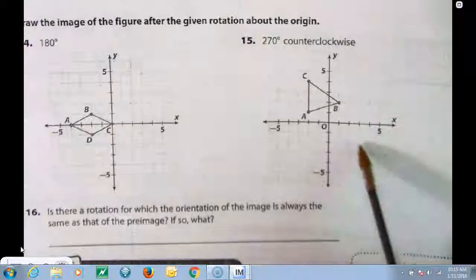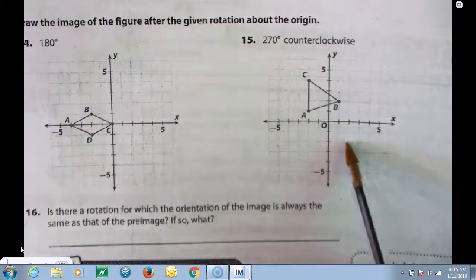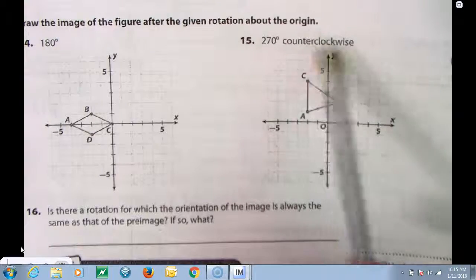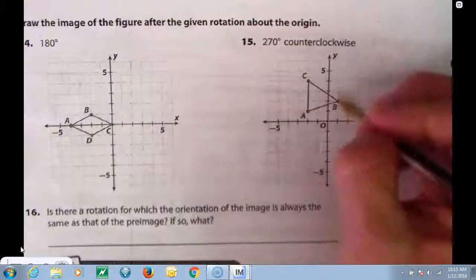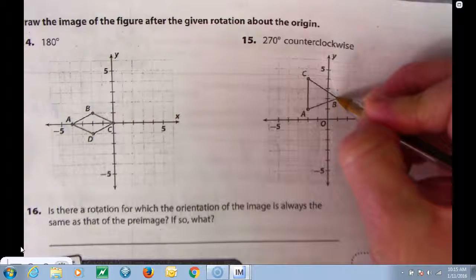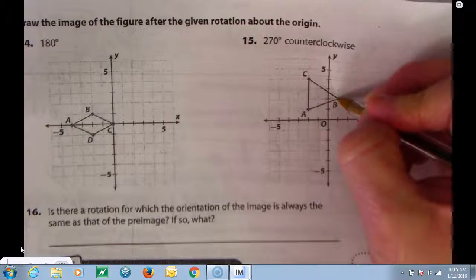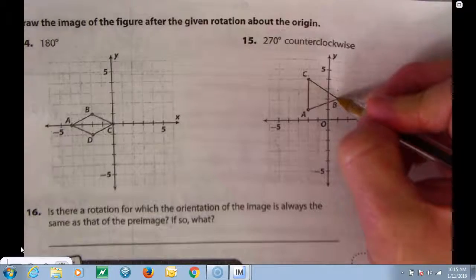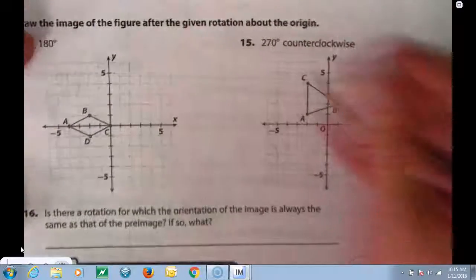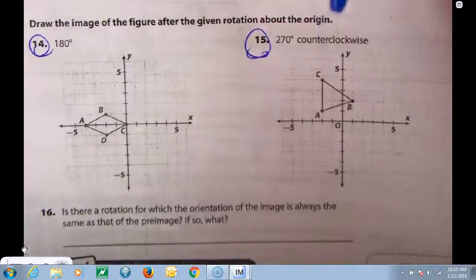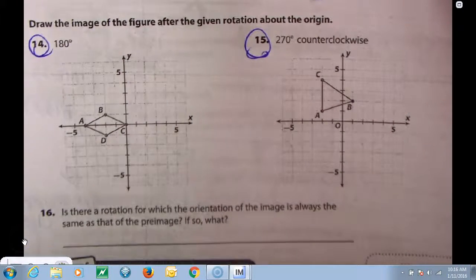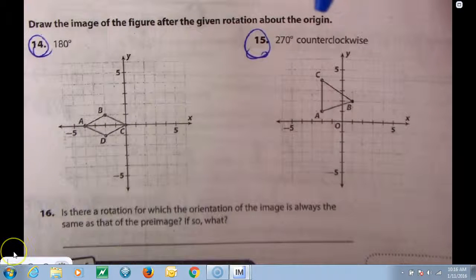On 15, hey, stop just a minute. On 270, you're doing 270 counterclockwise. Do you notice that one of the points is in a different quadrant? So do the point that's separate. You do it separately. Think about it separately. Okay, do 14 and 15, and then we're going to check it. Pause the video and then turn it back on when you're done with 14 and 15 to check.